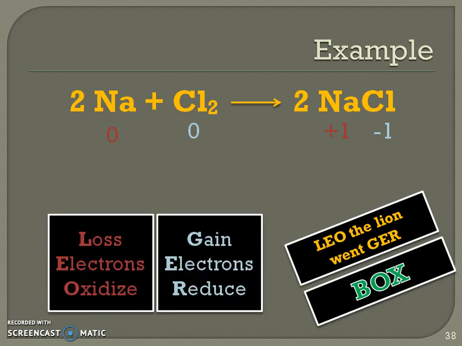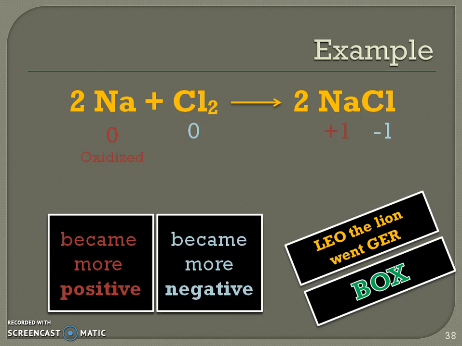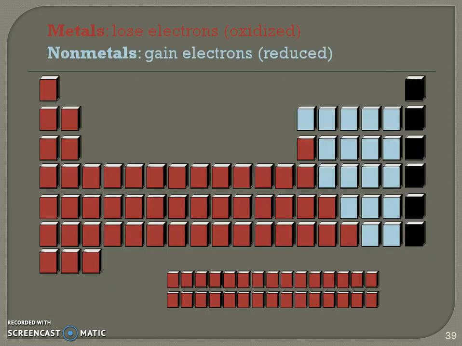Which one is losing electrons is going to be oxidized. Which one is gaining electrons will be reduced. So in other words, if it's being oxidized, it's becoming more positive. It's being reduced, it's becoming more negative. So this one's pretty easy, right? You're going from 0 to a +1 and a 0 to a -1. So the sodium is being oxidized and the chlorine is being reduced.